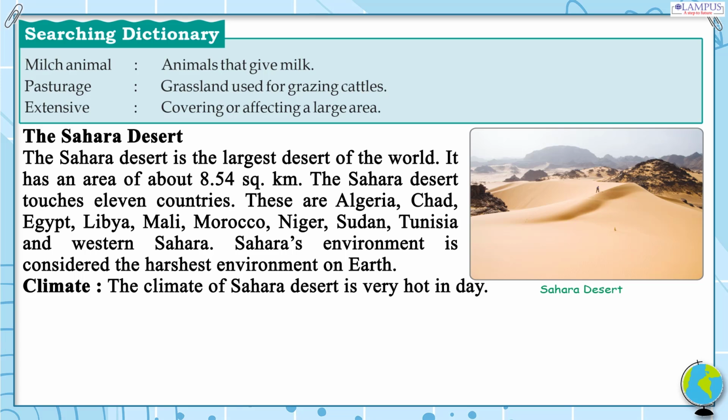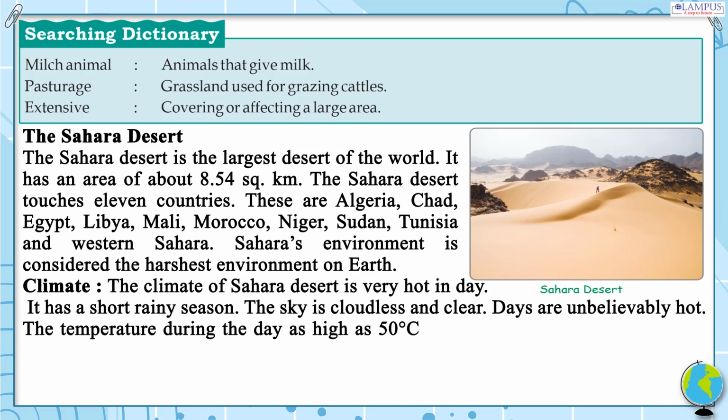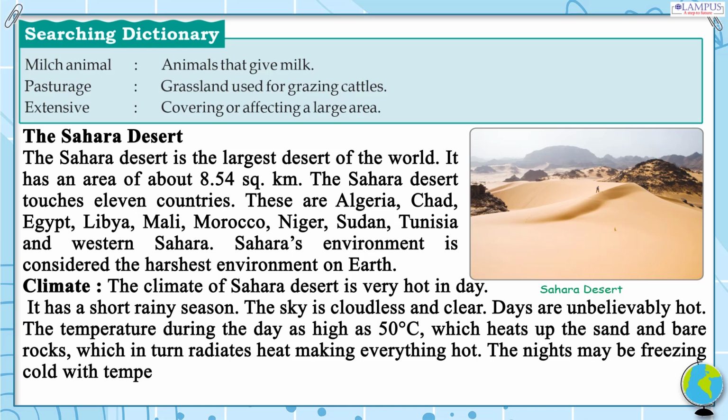Climate. The climate of the Sahara Desert is very hot in the day. It has a short rainy season. The sky is cloudless and clear. Days are unbelievably hot. The temperature during the day is as high as 50 degrees Celsius, which heats up the sand and bare rocks, which in turn radiate heat, making everything hot. The nights may be freezing cold with temperatures nearing 0 degrees.